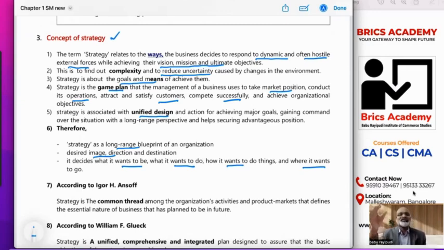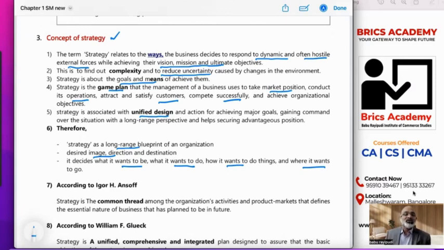Now, after reading this, what are you supposed to do? You have to revise this. Strategy is about ways to respond to the business environment, keyword. Strategy is about finding complexity and reducing uncertainty. Strategy is about helping the company to set goals and achieve them. Strategy is about a game plan to retain customers and compete successfully. All points you can't write. That's why strategy is about unified design and making sure that in the long run, you will have an advantageous position.